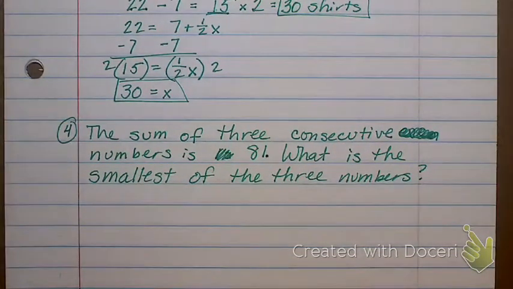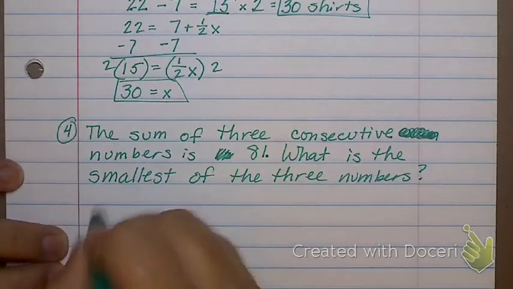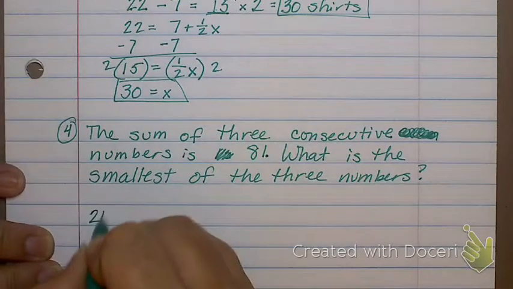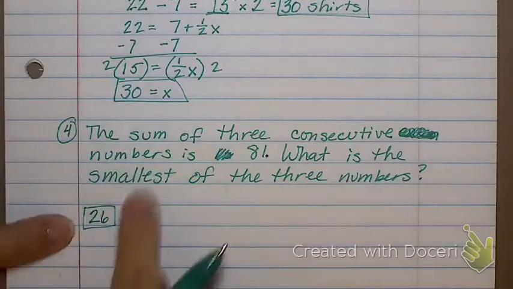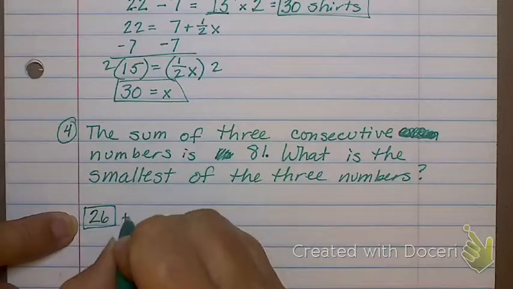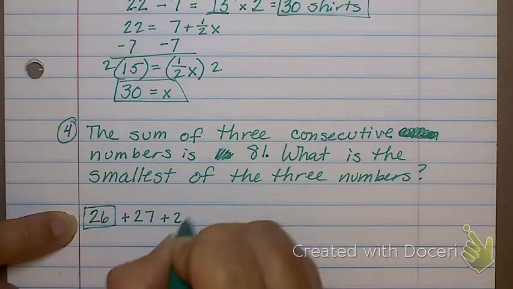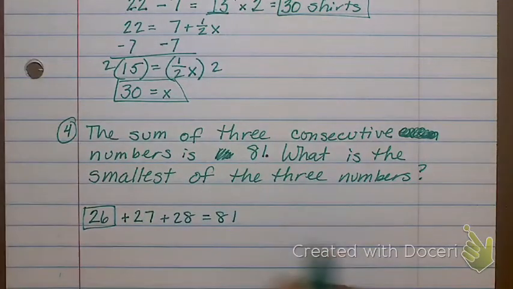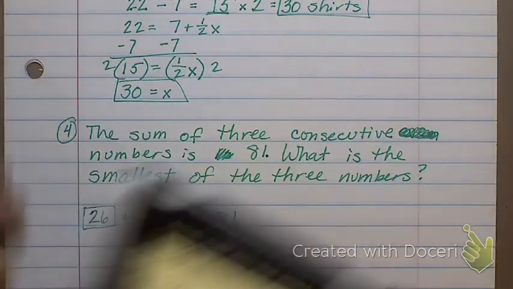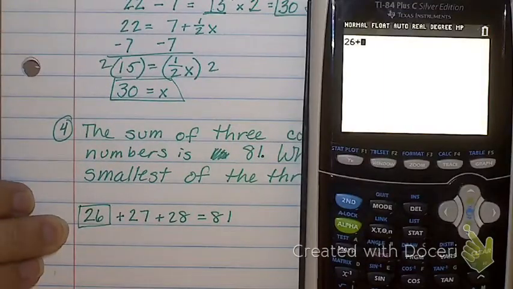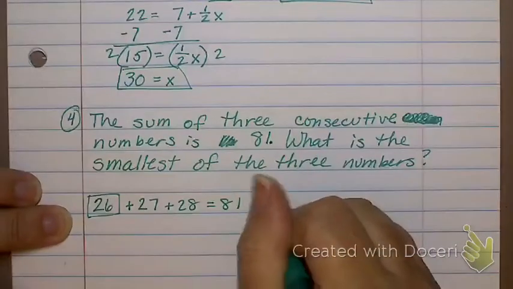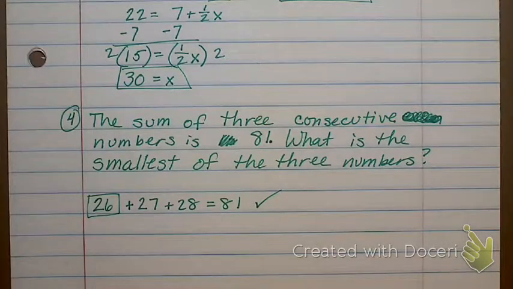All right. What'd you do? What's the answer? First off, what do you think? You think the answer is what? 26. If you're saying the answer is 26, that would be the smallest of the 3. So you're saying 26 plus 27 plus 28 equals 81. Let me verify that on my calculator. 26 plus 27 plus 28 is 81. How did you get it? How did you figure it out, Naomi?